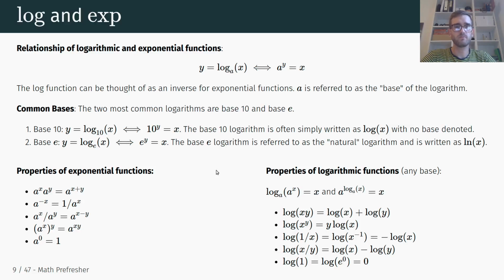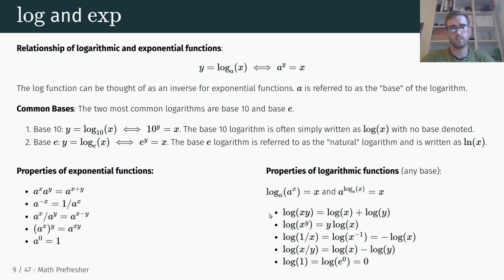Then second, properties of logarithmic functions, and these hold for any base, and as I said, in most cases we'll work with a natural logarithm. In general, the logarithm base a of a to the power of x is equal to x, so the logarithm and taking a to the power of x cancel each other out, just like a to the power of log a of x cancels out, and we're left with x. Okay, and this is just a consequence of the logarithm and the exponent being basically the inverse of each other.